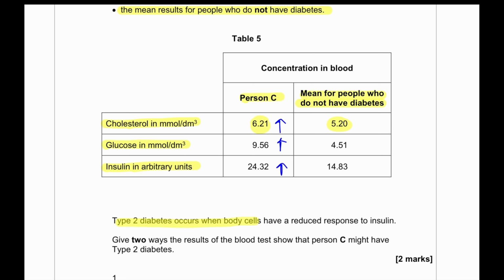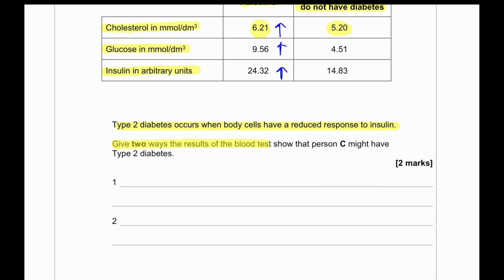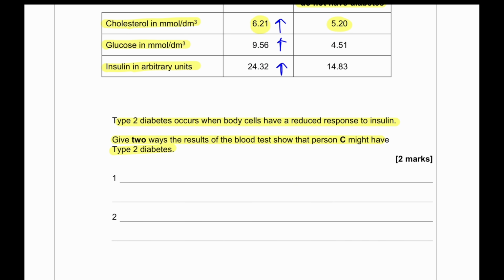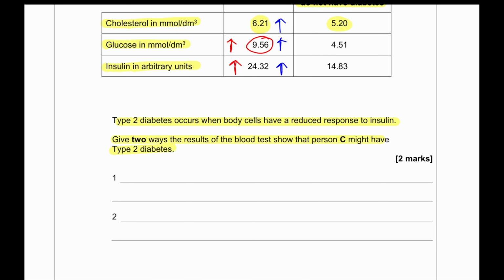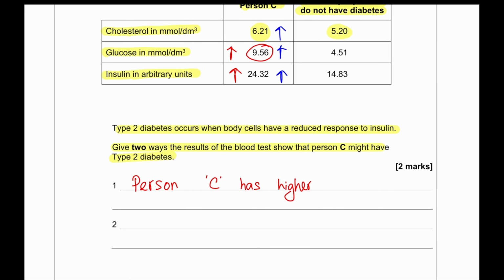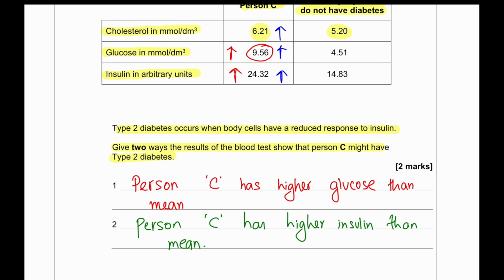Type 2 diabetes occurs when body cells have a reduced response to insulin. Give 2 ways the results of the blood tests show that person C might have type 2 diabetes. So 2 indicators that can show that person C has type 2 diabetes are that the blood glucose concentration is much higher than normal people, and the concentration of insulin is almost double the normal. So these 2 can be indicators. So we can write person C has higher blood glucose than the mean, and person C has higher insulin than the mean.